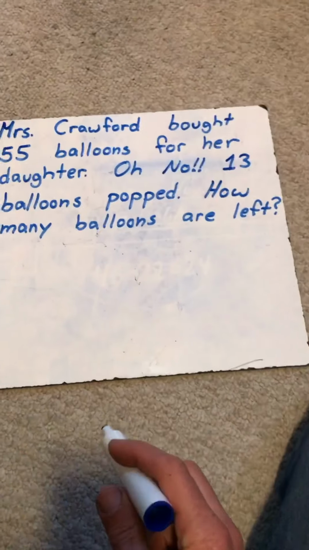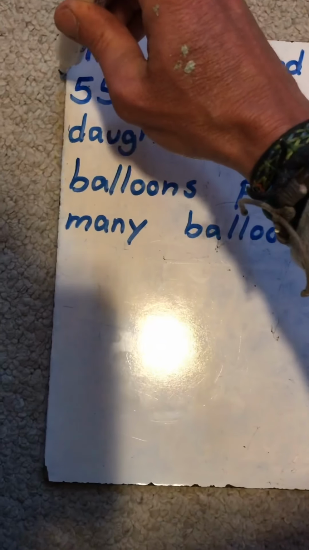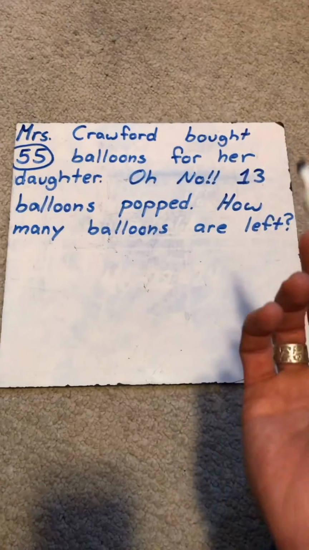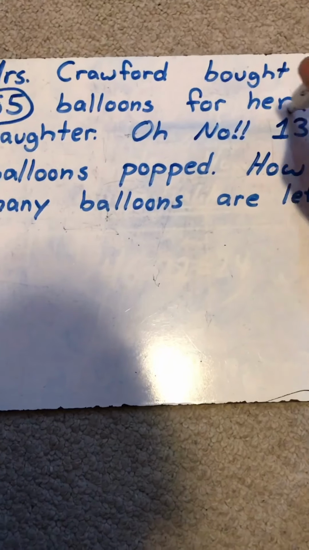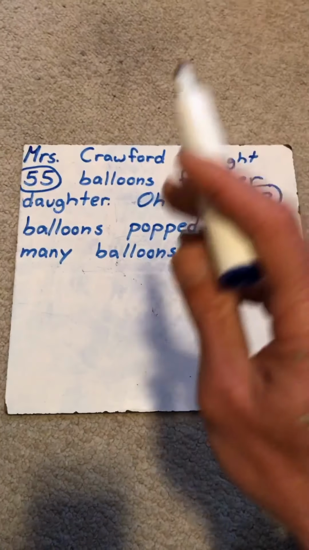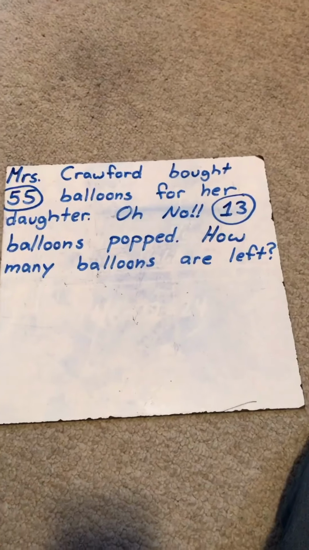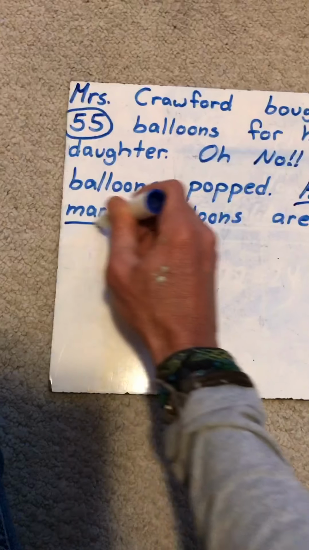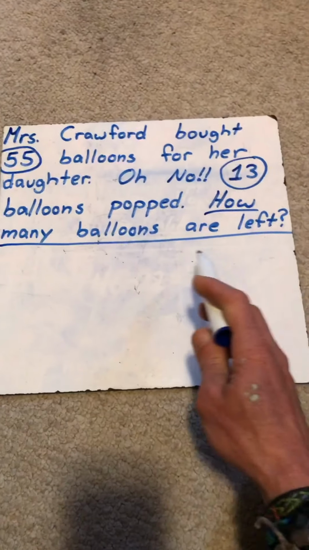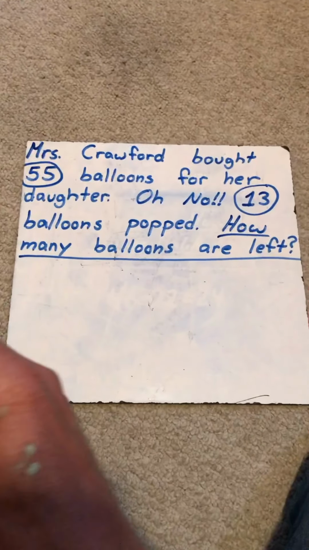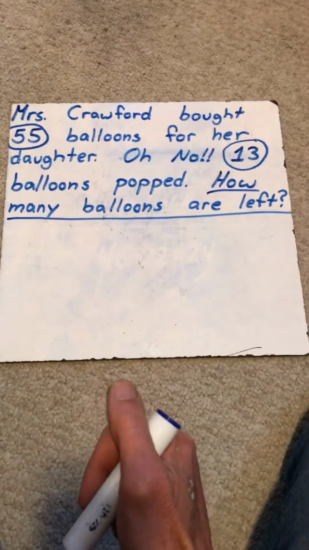So, what did we start with? We started with 55 balloons. Let's circle 55. 55 balloons. And what happened? 13 balloons popped. We'll circle the number 13. You can already start thinking, did Mrs. Crawford get 13 more balloons, or did she get rid of 13 balloons? Think what happens if they popped. And here's our question. How many balloons are left? Well, here's another clue. When it says how many balloons are left, I know that some of the balloons went away because they popped. So that tells me this is a subtraction story, a minus story.